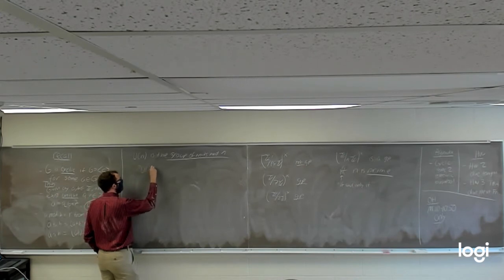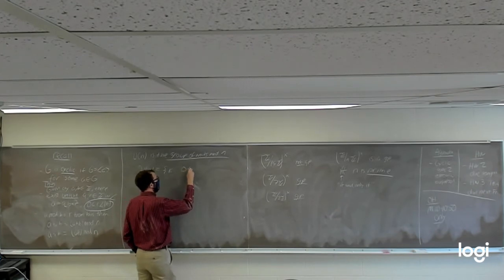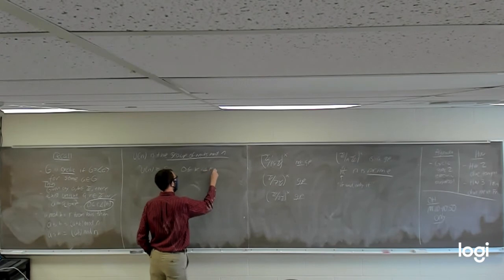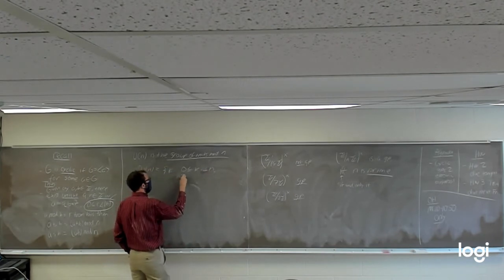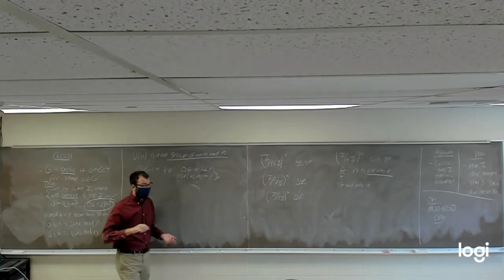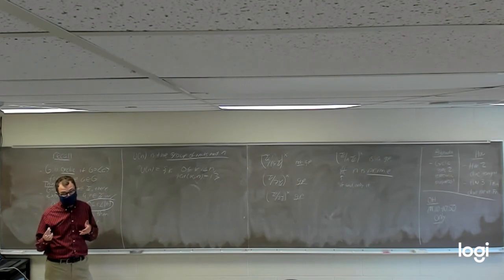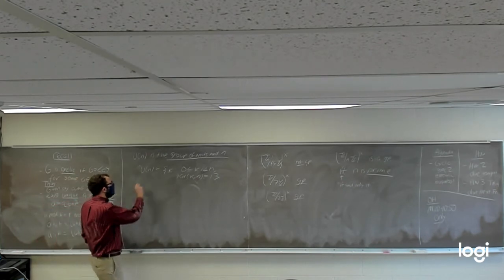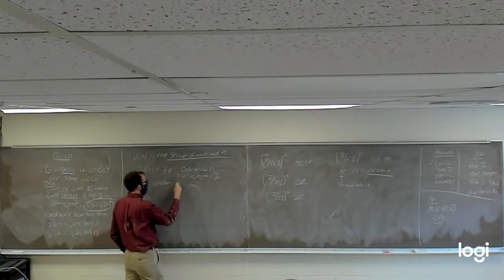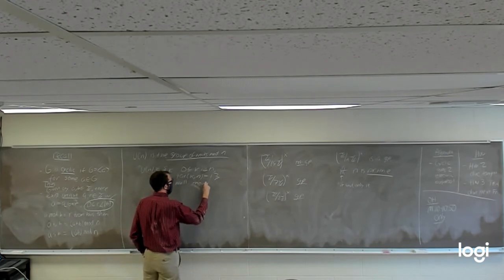So as a set, it's the set of all k such that k is between 0 and n, and also that the GCD of k and n is equal to 1. That the greatest common divisor, the greatest common factor that your k and your n have, is 1. So that's your set. And then the group operation is going to be multiplication mod n.